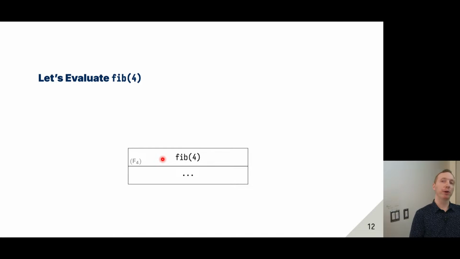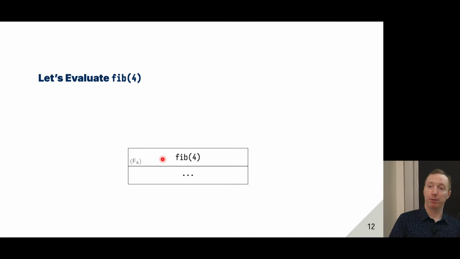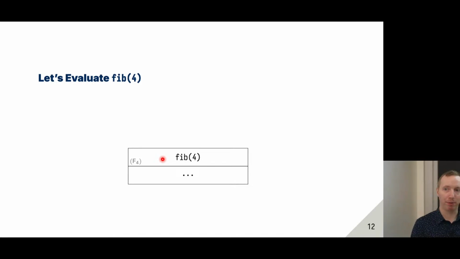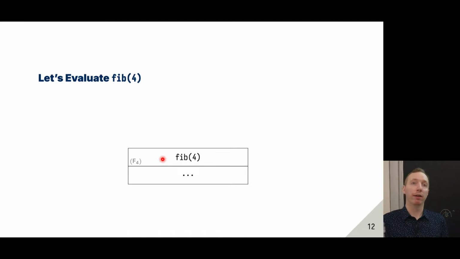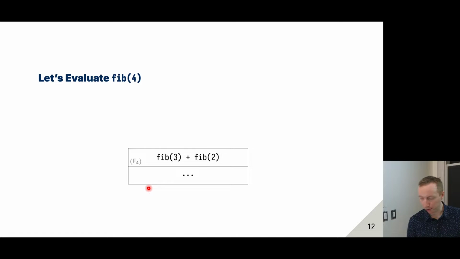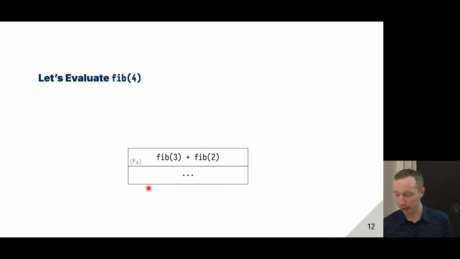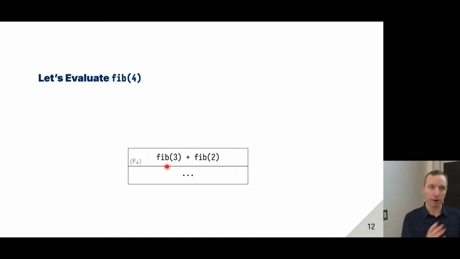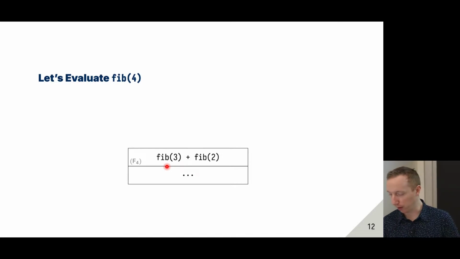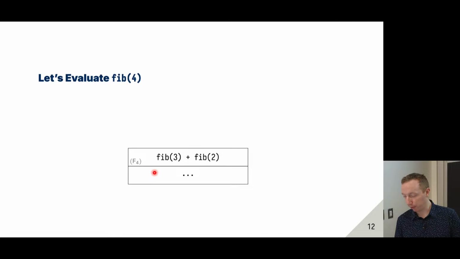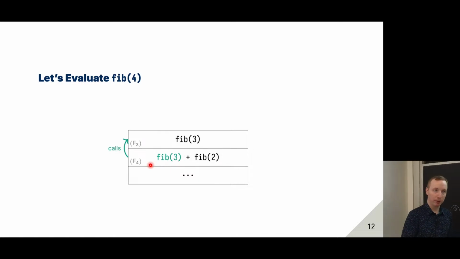In order to compute fib of 4, well, that's the recursive step, right? It should return fib 3 plus fib 2. So we have to do these function calls. C will go ahead and do function calls in left to right order. You don't have to know that for the course, but in order to figure out how this actually works on your computer, it's important to know what happens first. So we will do this function call for fib of 3.